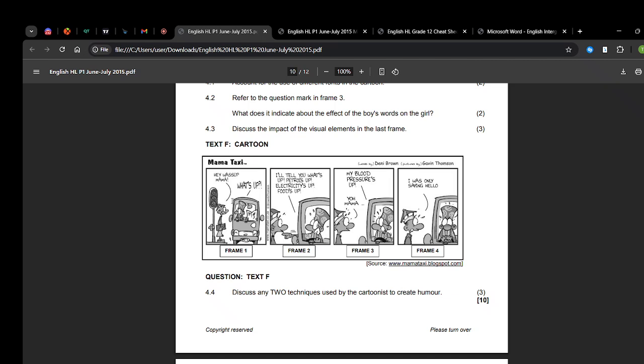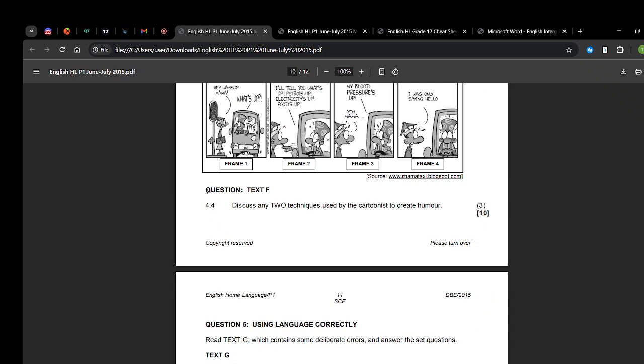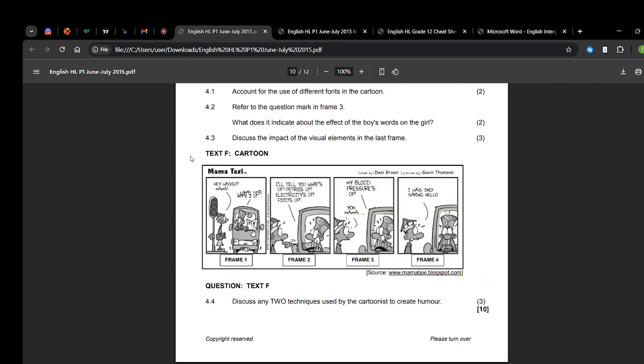Okay, let's do the last question, guys. 4.4. I think we're doing well for time. We're going step by step. 4.4. Discuss any 2 techniques used by the cartoonist to create humor. So I'm assuming we're on a new cartoon now. Let's quickly go through it. Text F. It's another cartoon.